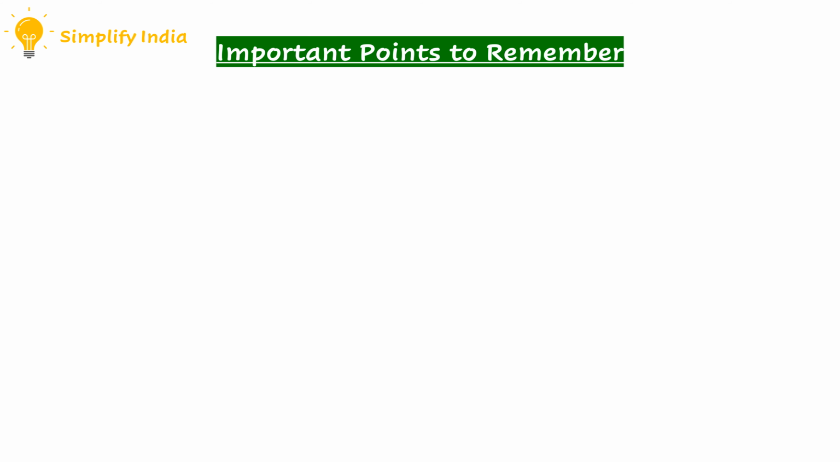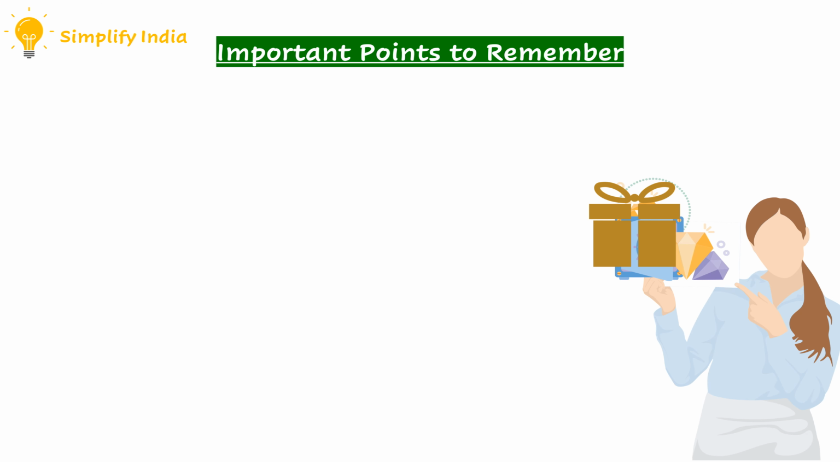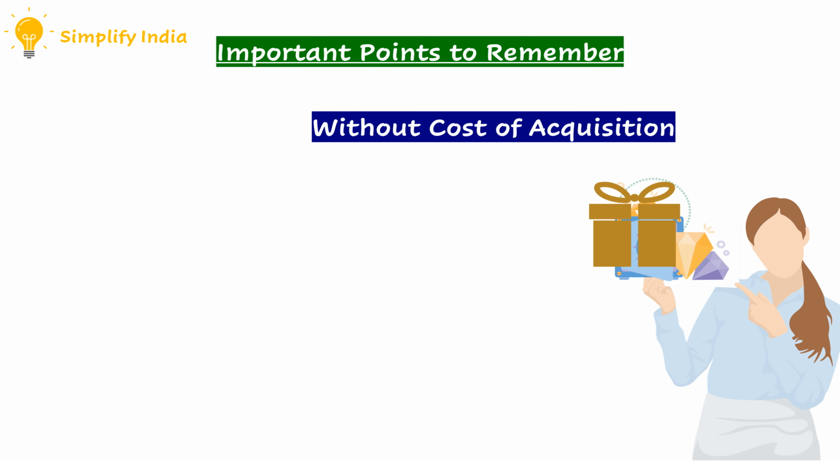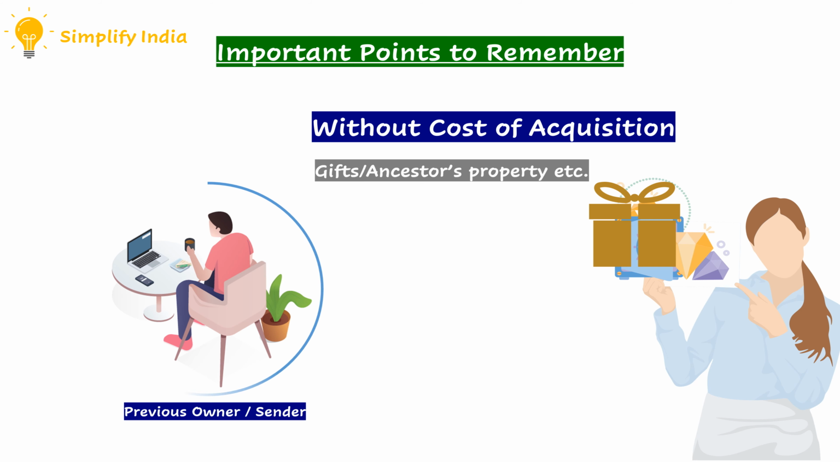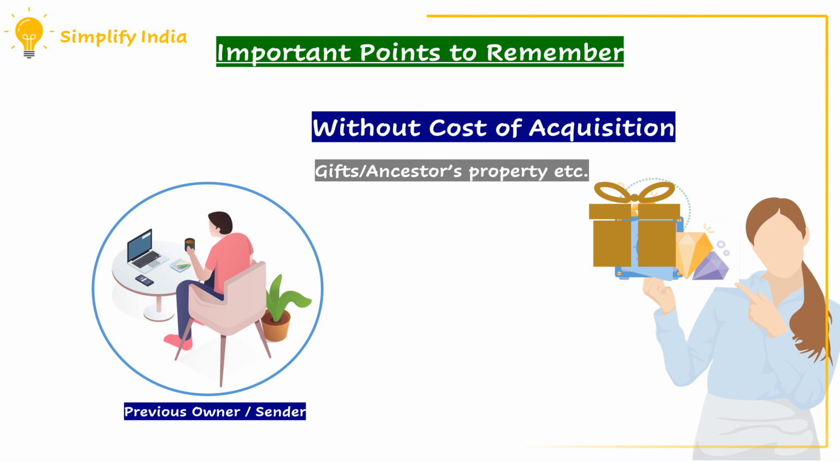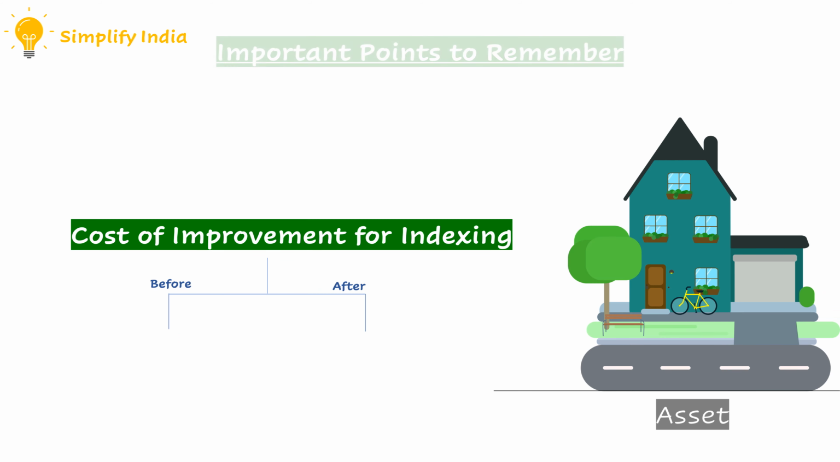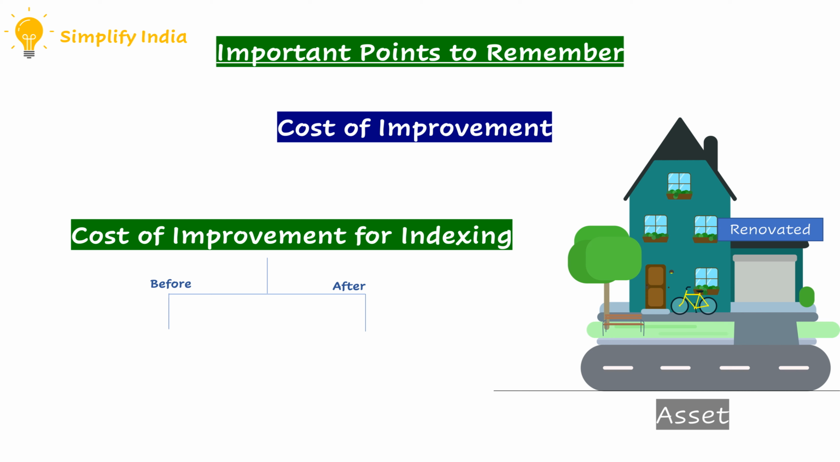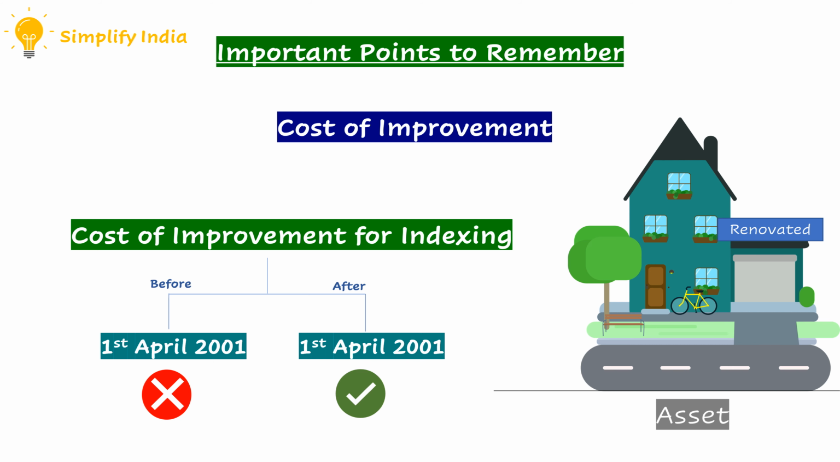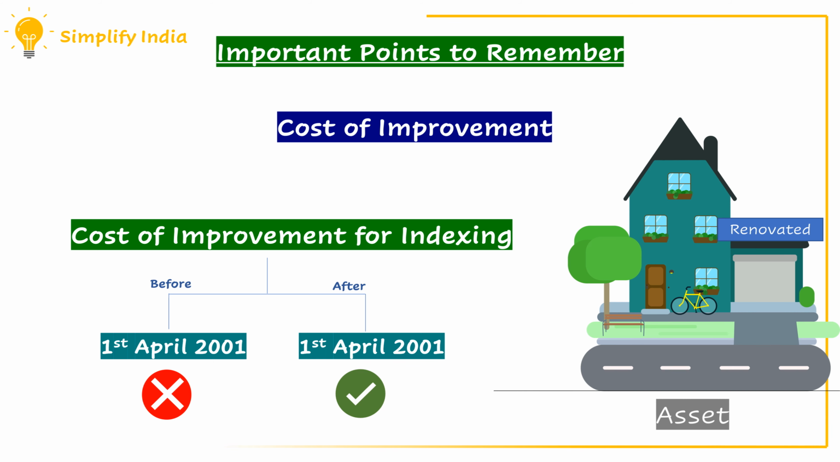Now, let us know some of the important points to be remembered before making calculations for capital gains. If the assessee has owned the asset without incurring the cost of acquisition, like he may have got the asset in the form of a gift or as ancestral property, in such a case, the cost of acquisition will be the cost incurred by the previous owner of the asset. And any improvement made to an asset before 1st April 2001 should be ignored, and only the improvement made after 1st April 2001 should be considered for indexing.